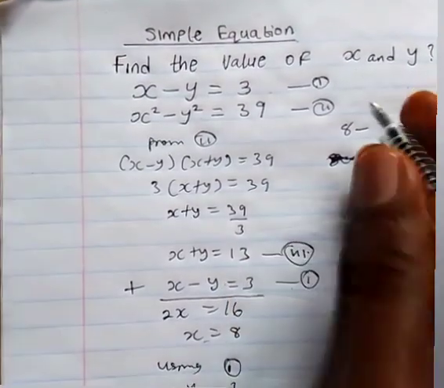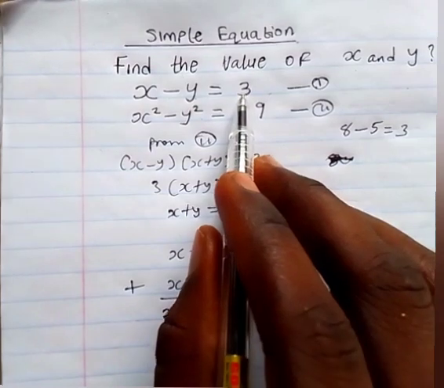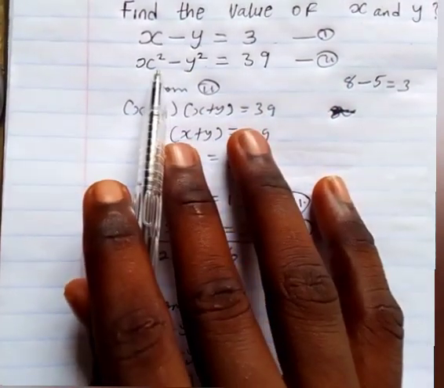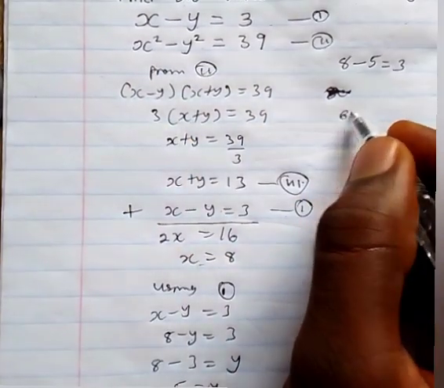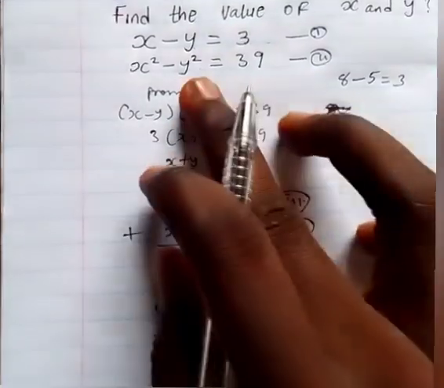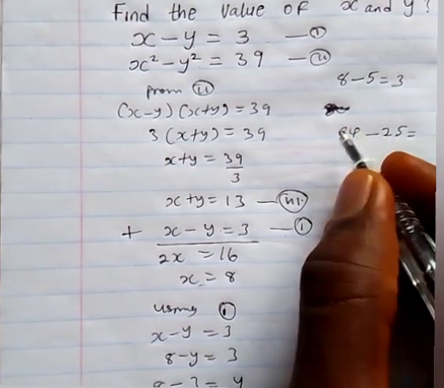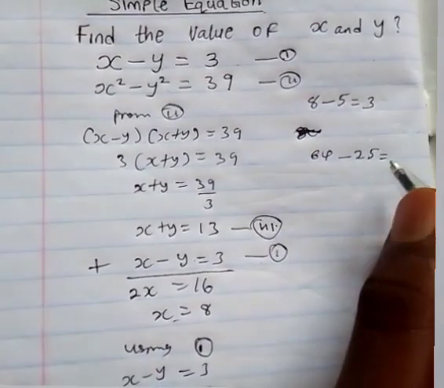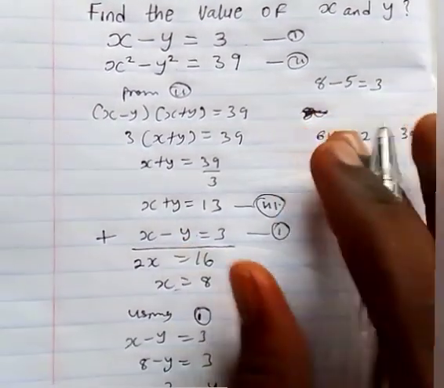So we have 8 minus 5, which is equals to 3. That means equation 1 is satisfied. Let's check for equation 2. Our x is 8. So 8 squared is simply 64. And y is 5, which is minus 5 squared, that is negative 25. So when we subtract, 64 minus 25, we have 39. That means what we have done is absolutely correct.